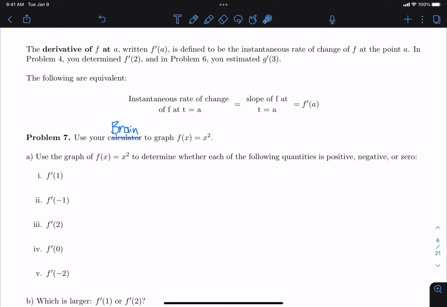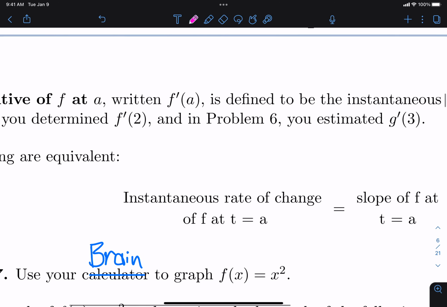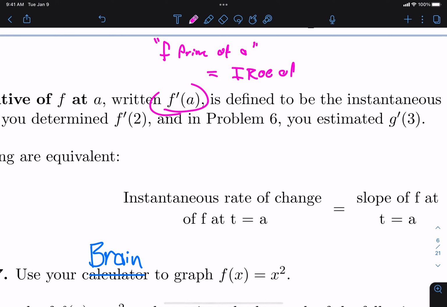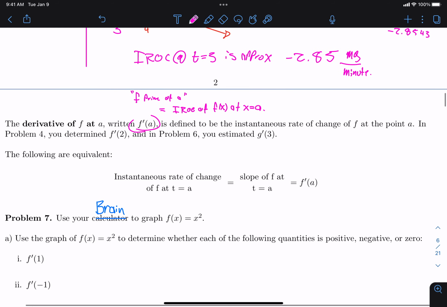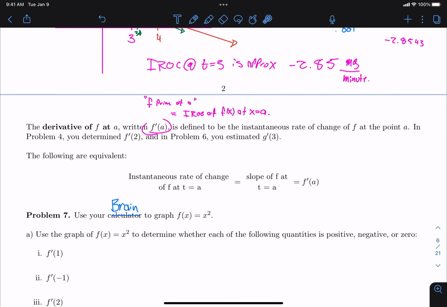Okay, so here's some notation. We use this symbol here, f prime of a, is how you say it. That's how you would read that out loud. And what it means is the instantaneous rate of change of f of x at x equals a. Oh, I guess that's written right down here, isn't it? Okay. So yes, that's what we mean when we write that.